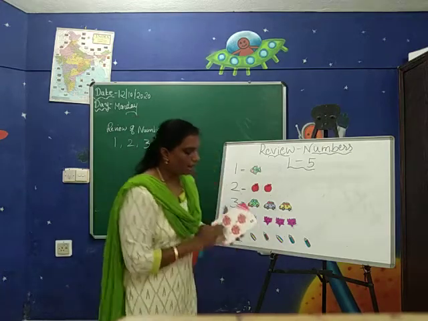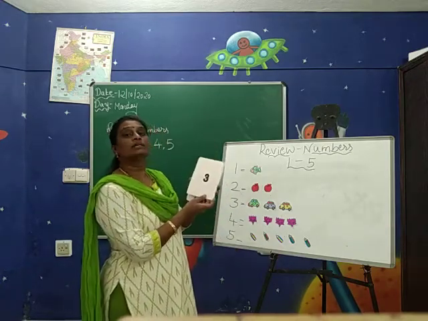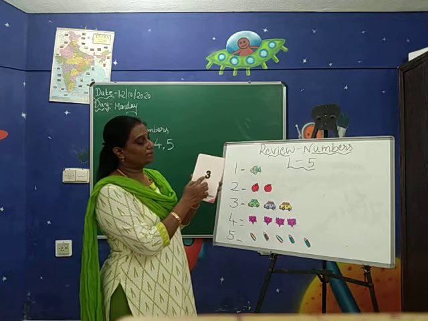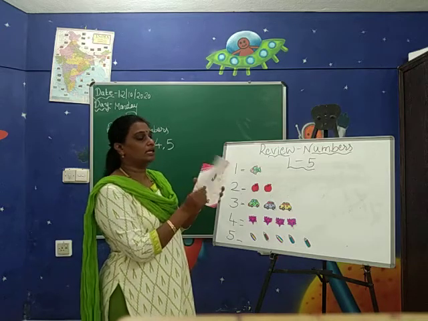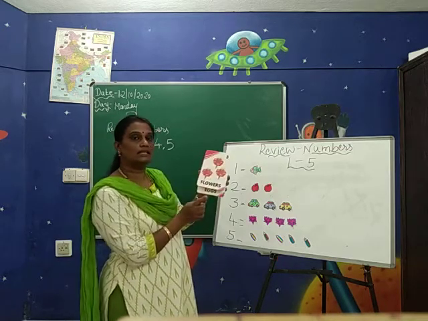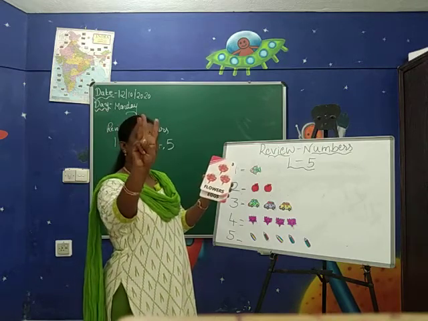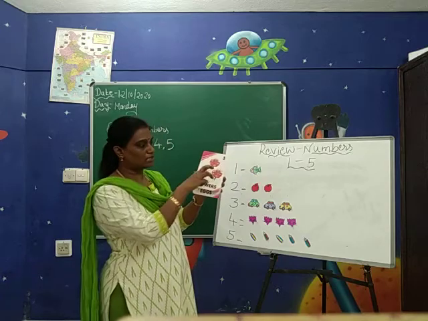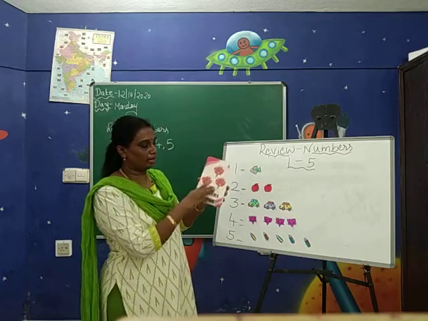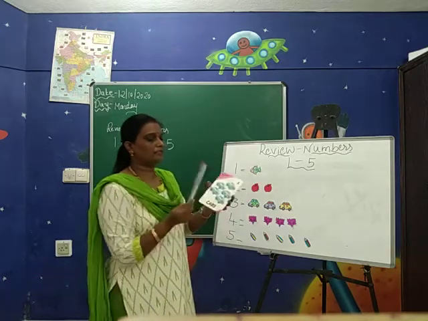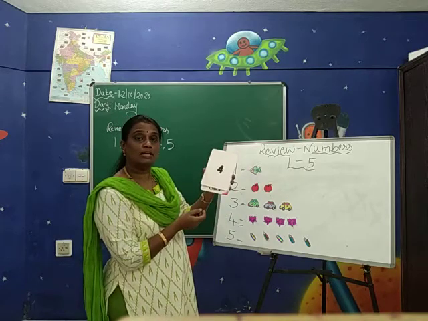Very good children. After 2, which number will come? 3. This is number 3. 3 for how many flowers are there? 1, 2, 3. So, 3 for 3 fingers. 3 for 3 flowers. 1, 2, 3. Very good. Next. After 3, which number will come?